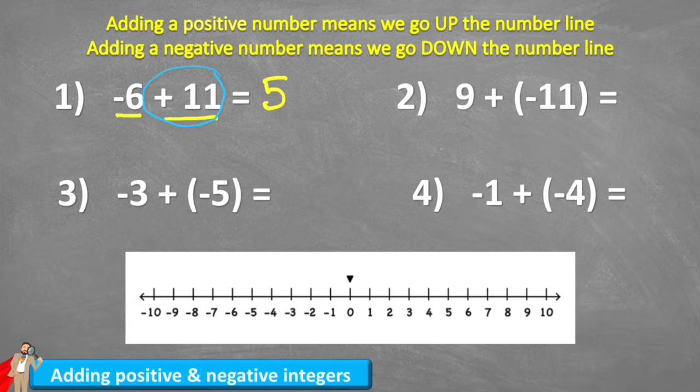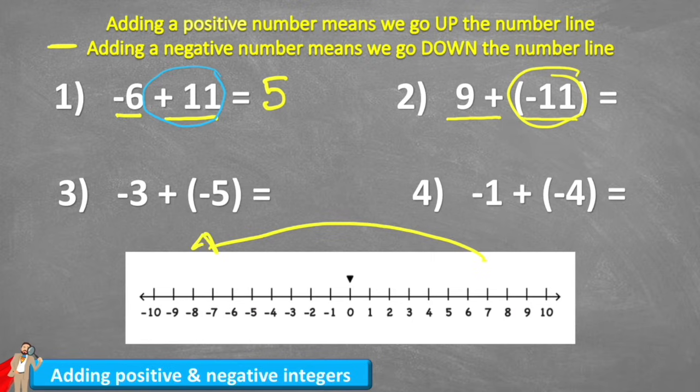Let's have a look at question 2. This is a bit harder. We have 9 plus a negative number this time. So remember, rule 2 said if we add a negative number, we're going to end up coming down our number line. So first things first, I'm going to mark my 9 on my number line. Here it is. And I'm now going to come 11 jumps back down my number line. Here we go. 1, 2, 3, 4, 5, 6, 7, 8, 9, 10, 11. And I land on -2.